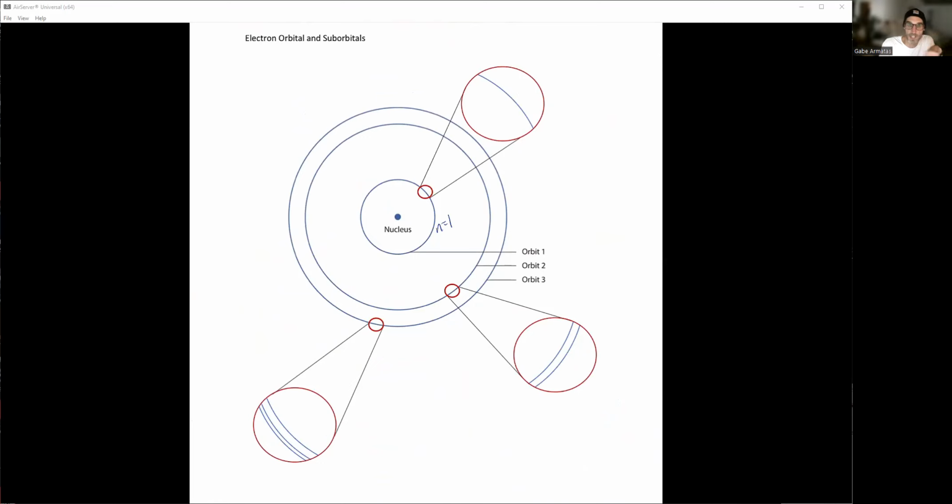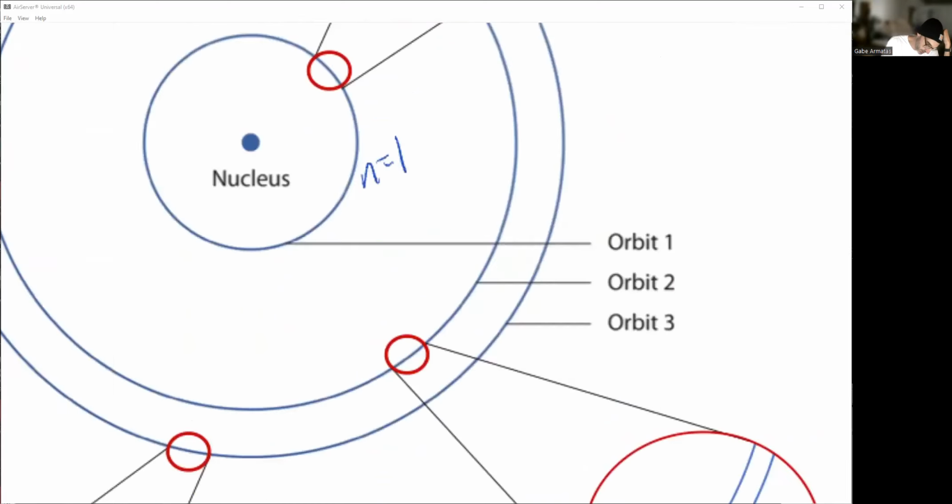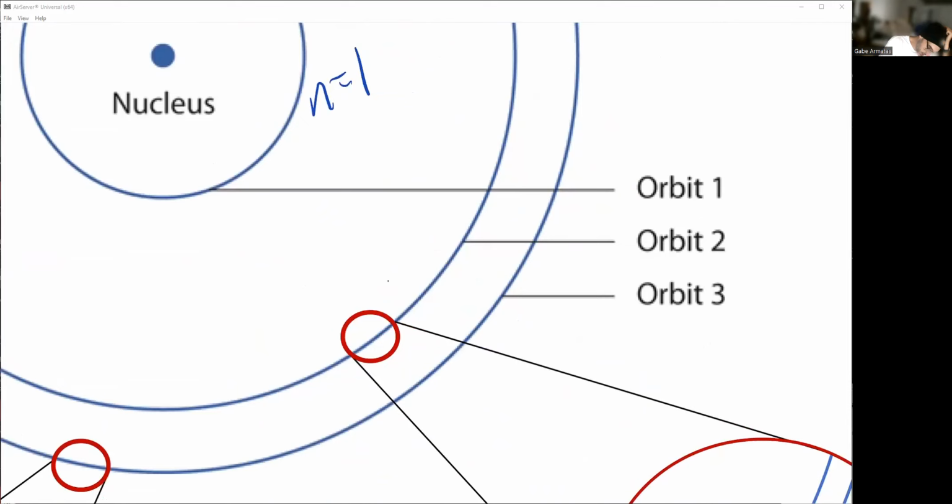So the circle that is the orbital that is closest to the nucleus is the n equals 1. The next one is the n equals 2. And then finally, n equals 3. And we can keep going 4, 5, 6. And some things you might notice is they're getting closer and closer and closer together.